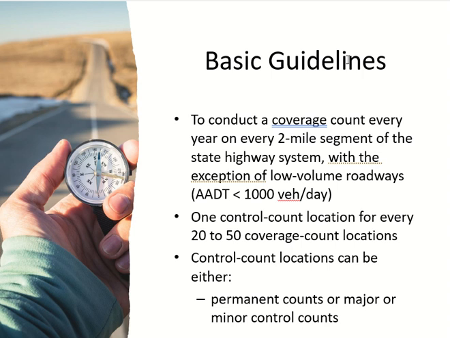So we have some guidelines for establishing the control and coverage locations. After every 2 mile segment, there should be a counting location. There should not be any 2 mile interval on the highways without counting, except for streets which are very rarely used, so the traffic volume on them is very low.